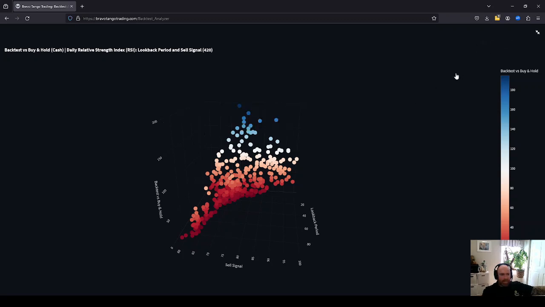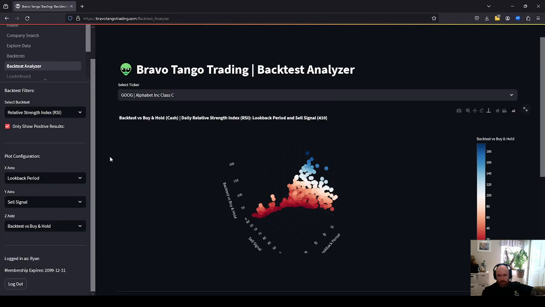So, like I said, that's the high level on the backtest analyzer. It's really just a way to visualize the results rather than looking at the data in a flat file. You can change your X and Y axes over here. You can also change the Z, but I suggest keeping it as the backtest versus buy and hold so you can see performance. But click around and see if there's anything that you like. If you see something that looks intriguing, hop back over to backtest, try those parameters, tweak those parameters, and see if you can't perform a little bit better.